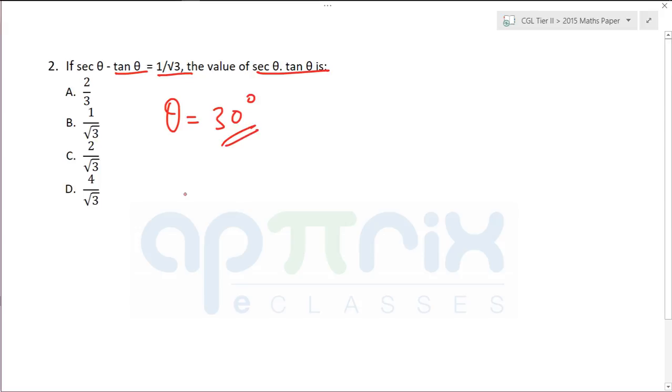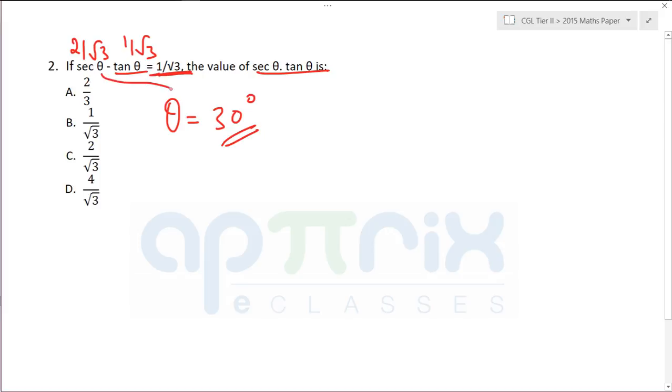Mentally you can think, right? Because these are the basic values that you know. Rather than solving it in any other way, you simply think which value of theta is being satisfied here. 30 degrees. Because if you do that, sec theta will be 2 by root 3 and tan theta will be 1 by root 3.